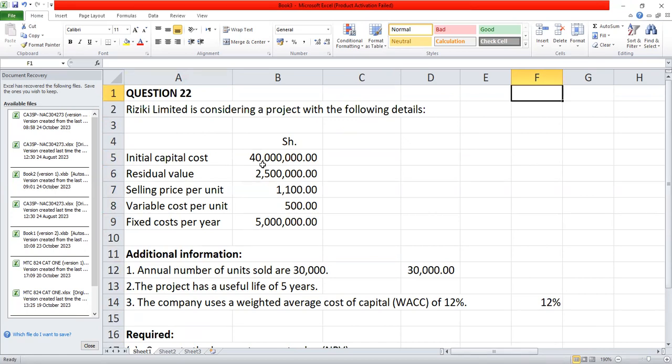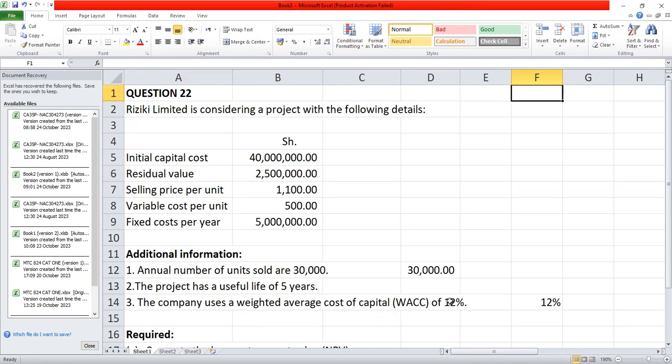We have the initial capital 40 million. We have the residual value 2.5 million. Selling price per unit is 1,100. Variable cost per unit is 500. Fixed cost per year is 5 million. Then you're told additional information. Annual number of units sold are 30,000. The company uses weighted average cost of capital at 12%.